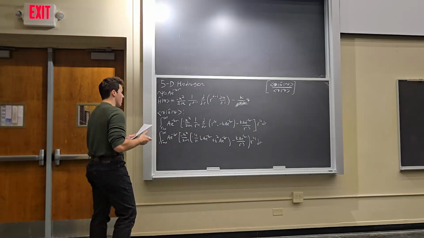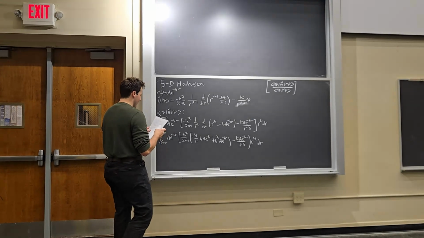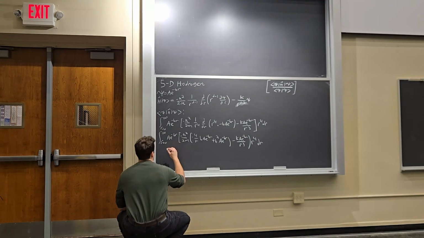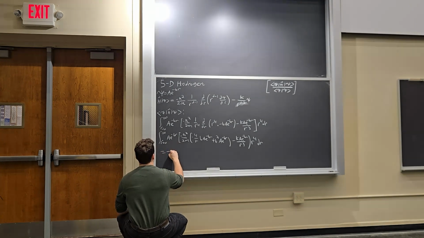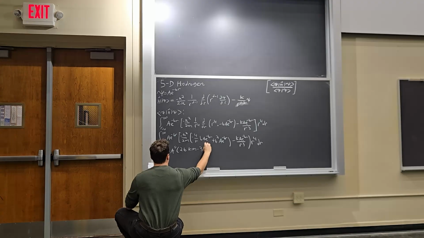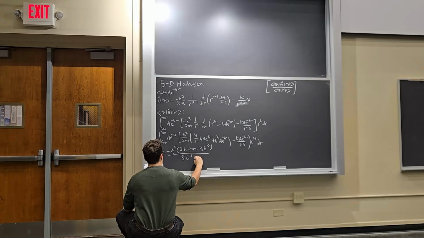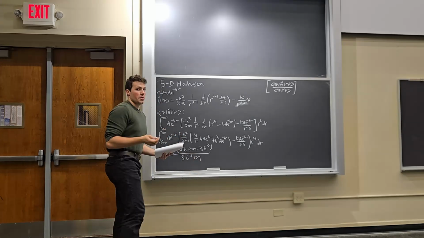And once you evaluate this integral, using everyone's favorite tool, Wolfram, you end up getting the following. You're going to get negative a squared times 2b k minus 3 h bar squared all over 8 times b cubed. So that's just the first part of our method.